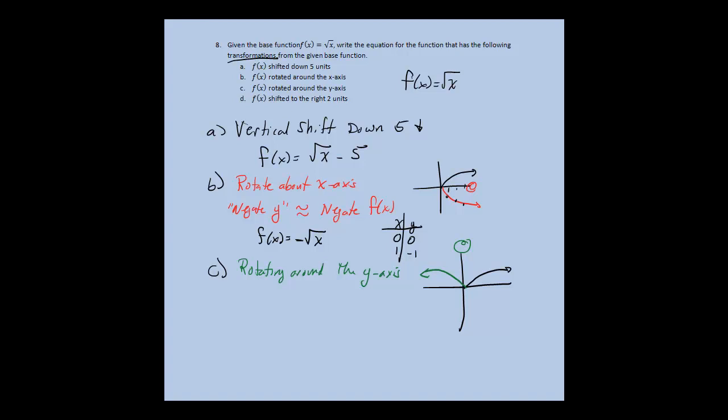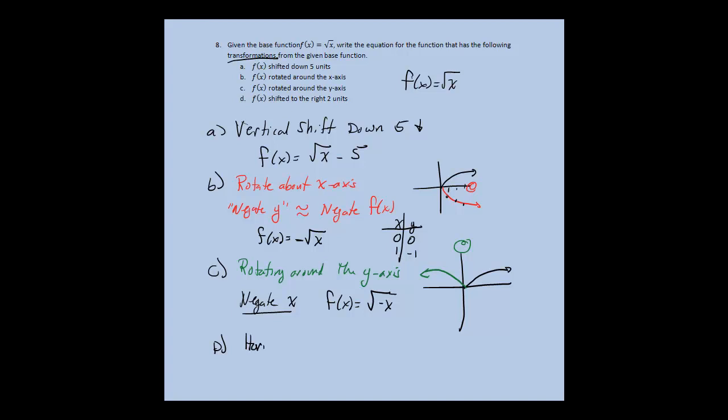In order for this to happen, we negate the opposite. So if we want to rotate around the y-axis, we're going to have to negate x. So notice in this circumstance, we negated the entire function, but in this circumstance, we are just going to have to negate our value of x. So we're going to put the negative with the x. By doing so, we have now rotated around the y-axis. And now we are going to have a shift. We're going to shift 2 units to the right.